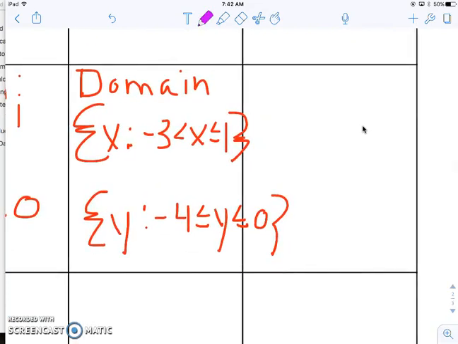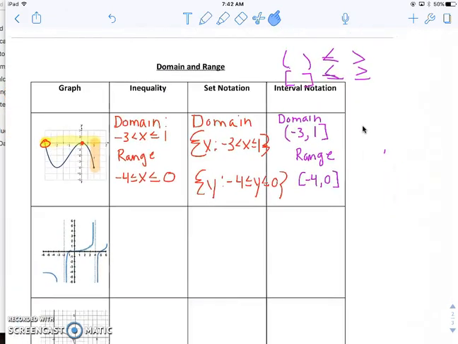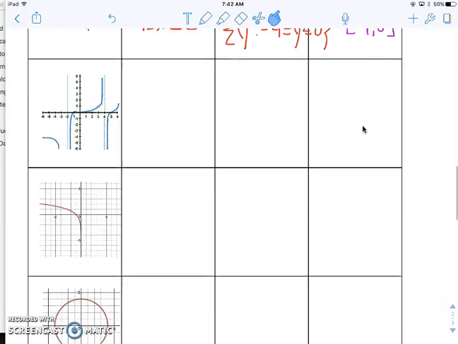So our x values, our domain, it didn't include -3, so we're going to put a parenthesis, -3, comma, 1. And then we close the bracket. And we like to label this domain, so we don't want to get these mixed up with coordinates. So our range, we would say, would be -4, comma, 0. So we're going to see if we can fill in this chart here.